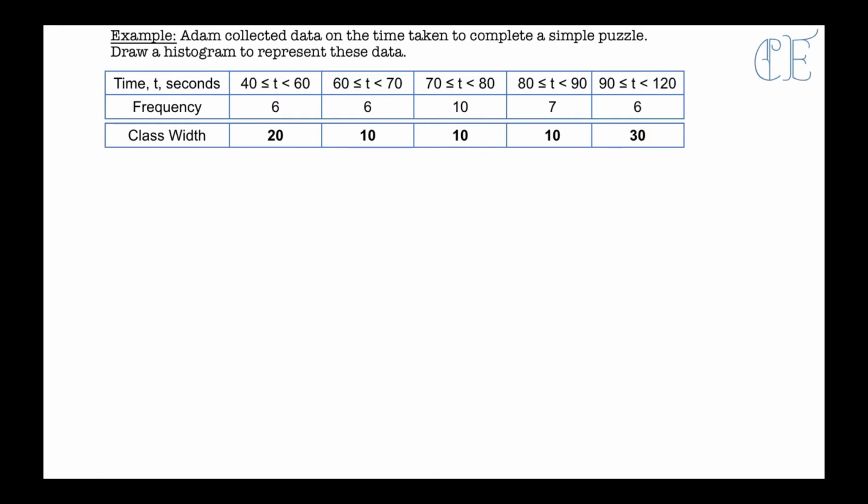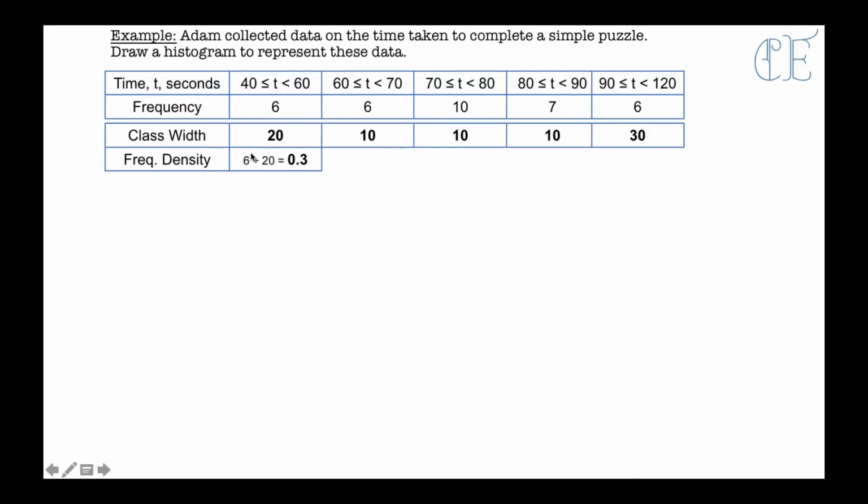The next thing you need to work out is the frequency density. The frequency density is just, we take the frequency and we divide it by the class width. So 6 divided by 20. And actually it's written like a fraction for you if you draw your table out like this. 6 over 20.